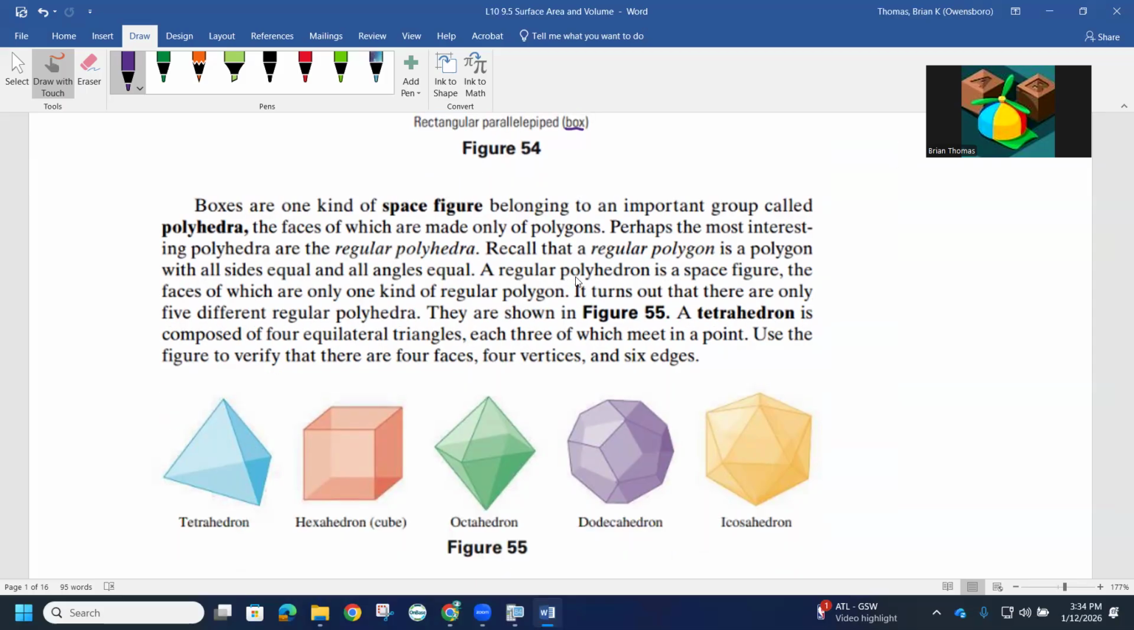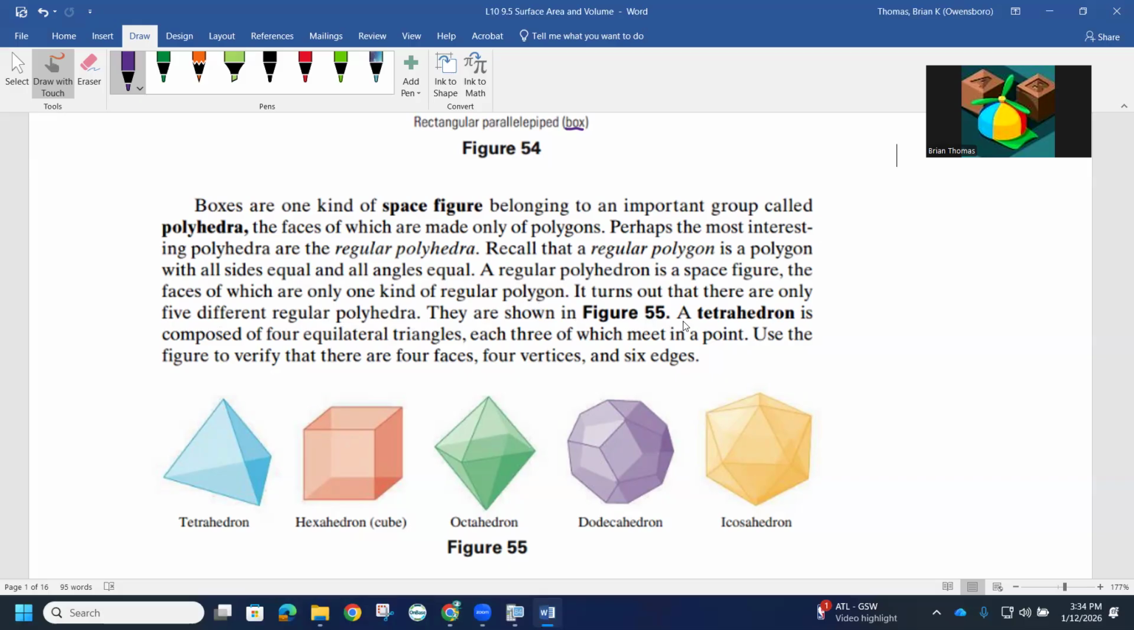So a regular polyhedron is a space figure, the faces of which are only one kind of regular polygon. So each face is the same type of polygon. So there are many different types of polyhedra. Here we're going to talk about five different, actually it says there's only five different regular polyhedra.